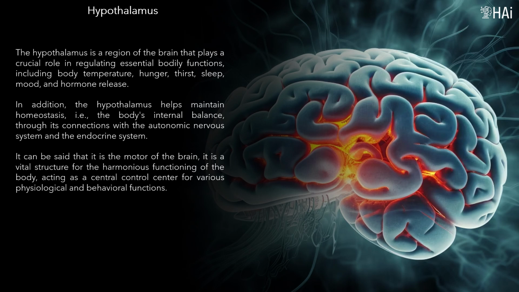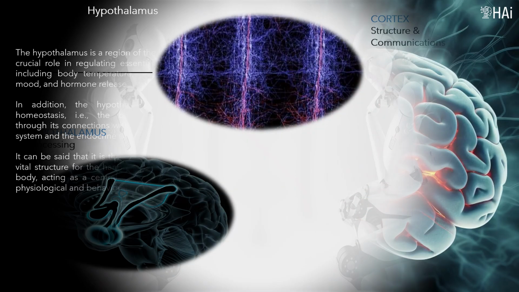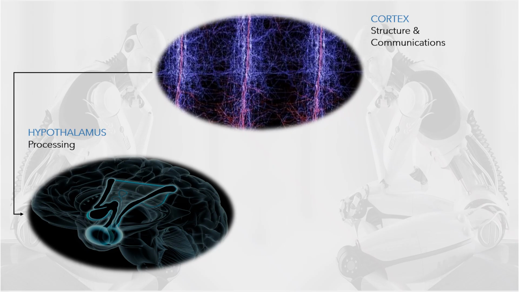It can be said that it is the motor of the brain. It is a vital structure for the harmonious functioning of the body, acting as a central control center for various physiological and behavioral functions. The hypothalamus is the organ that ensures the proper functioning of the human being. The connectivity of neurons in the cortex determines how the hypothalamus should function.